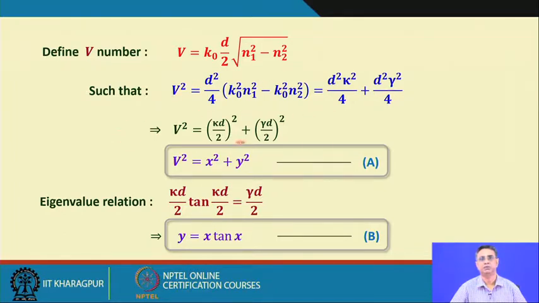So, V square can be put into this form, and you can see that V square equals x square plus y square, if you call this quantity x and this quantity y. So, this is the equation of a circle of radius V. These equations are the outcome of the eigenvalue equation. This is the consequence of the definition of the V number, which appears in terms of kappa and gamma, and this is the eigenvalue equation.